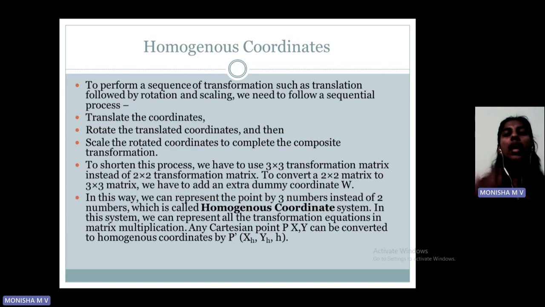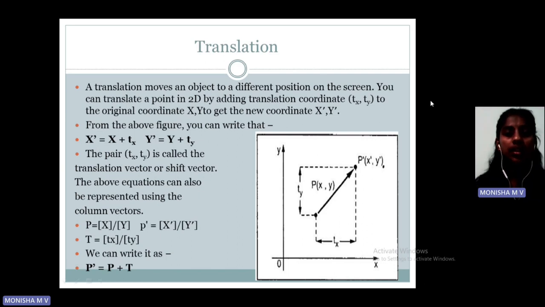Now let us see how translation is done in 2D transformation. Translation moves an object to a different position on a screen. Translation is nothing but moving an object from one position to another position in a window screen, and you can translate a point in 2D by adding translation coordinates. The translation coordinates are tx and ty.